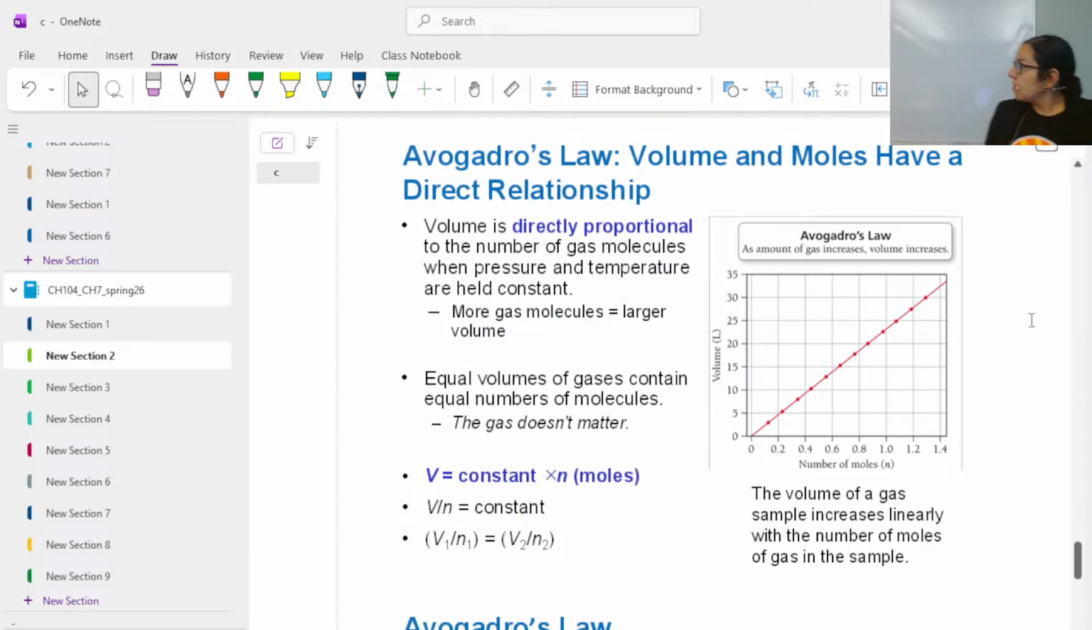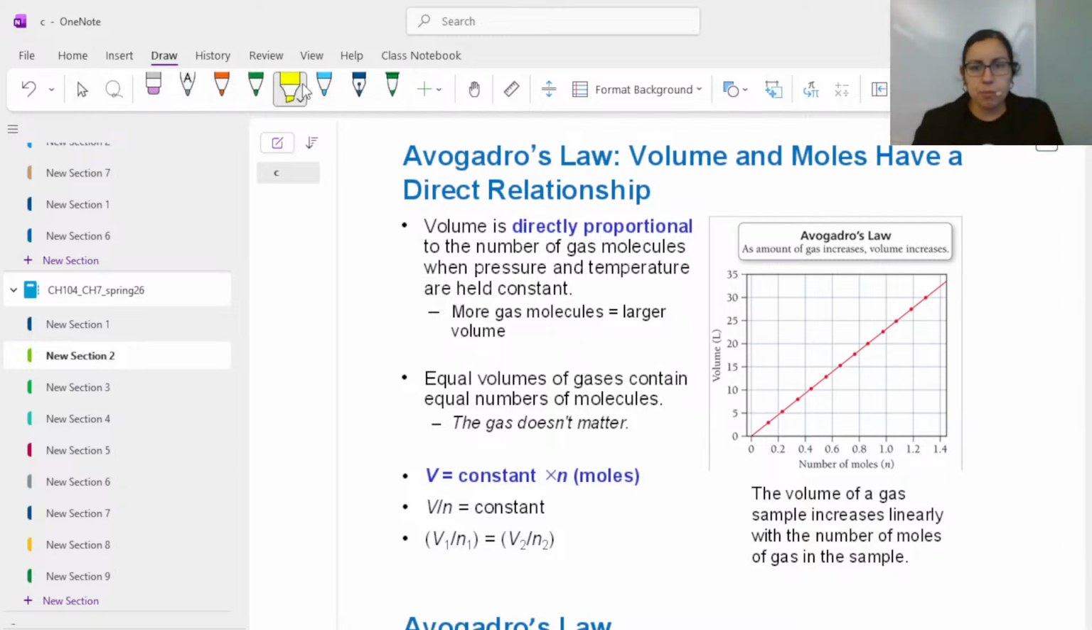All right, so now we'll look at our last relationship. This one is, again, pretty self-explanatory. Now we're saying that volume and moles have a direct relationship, again, holding pressure and temperature constant. And that makes sense. If you're putting more moles into something and you're trying to keep your pressure and your temperature constant, then you're obviously going to need a larger volume to maintain that.